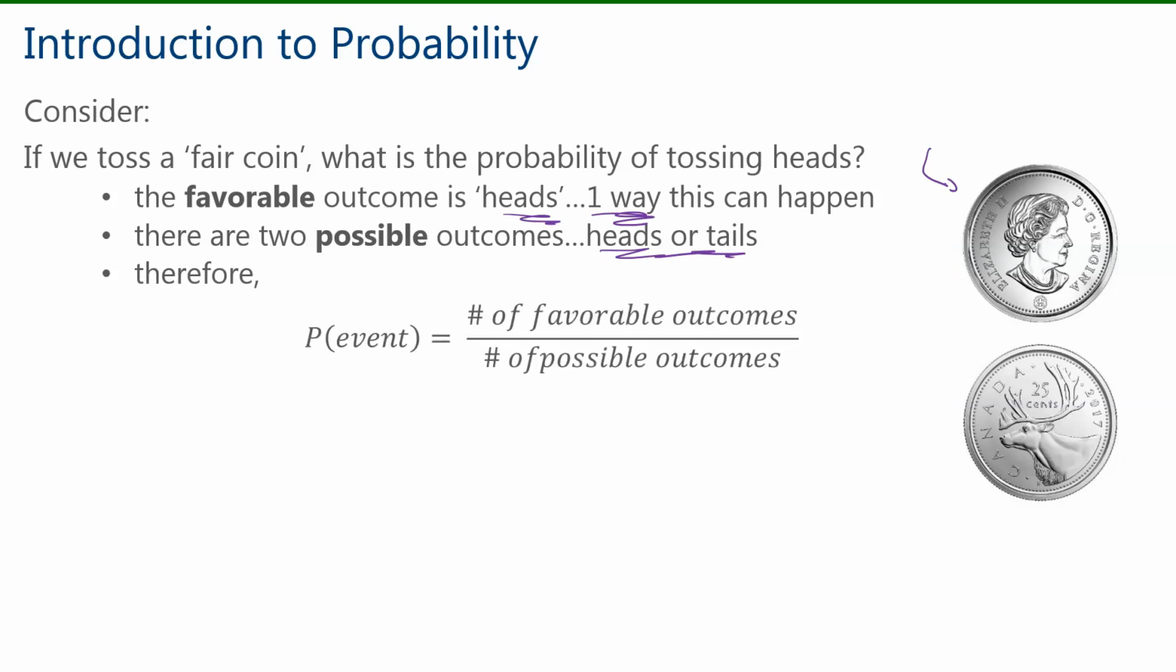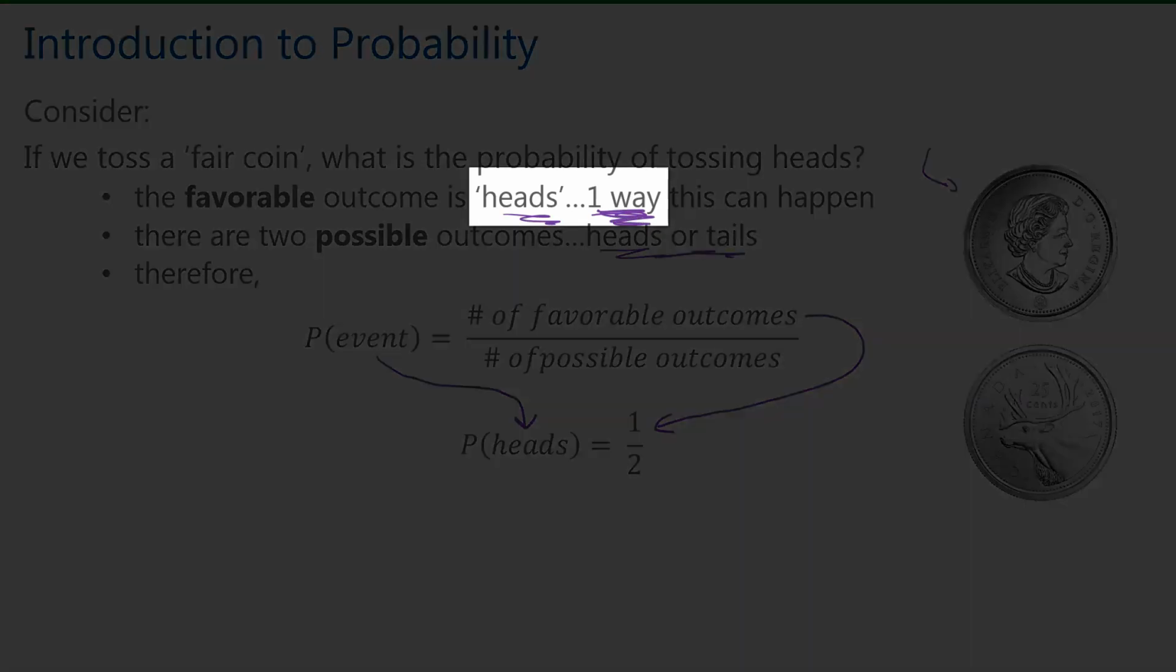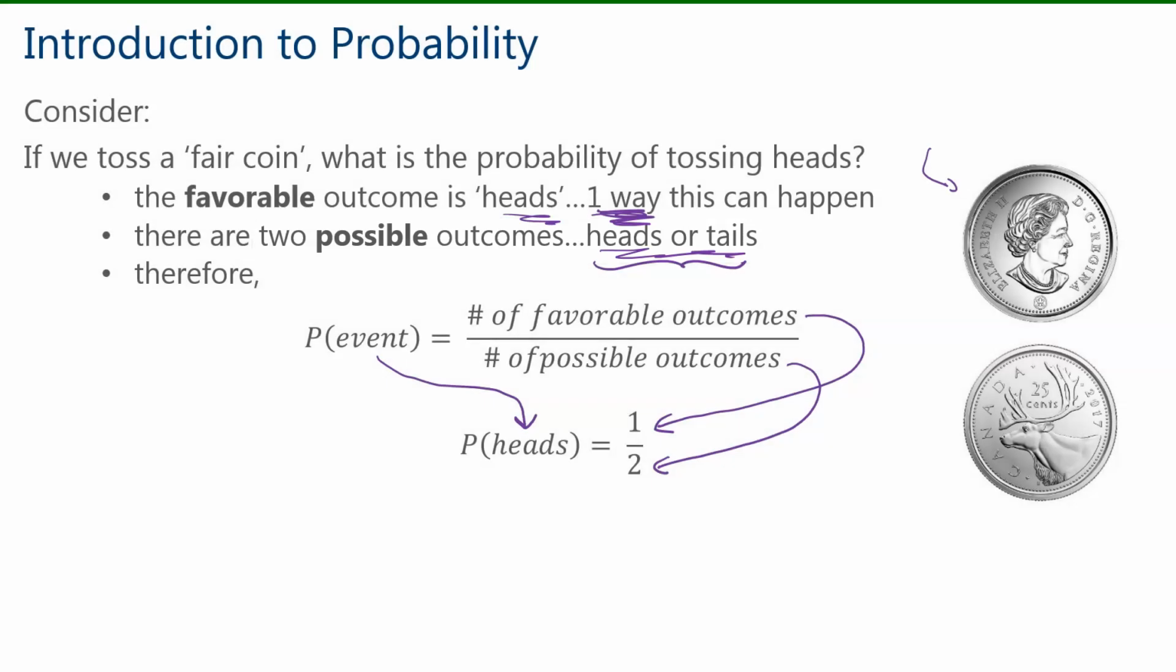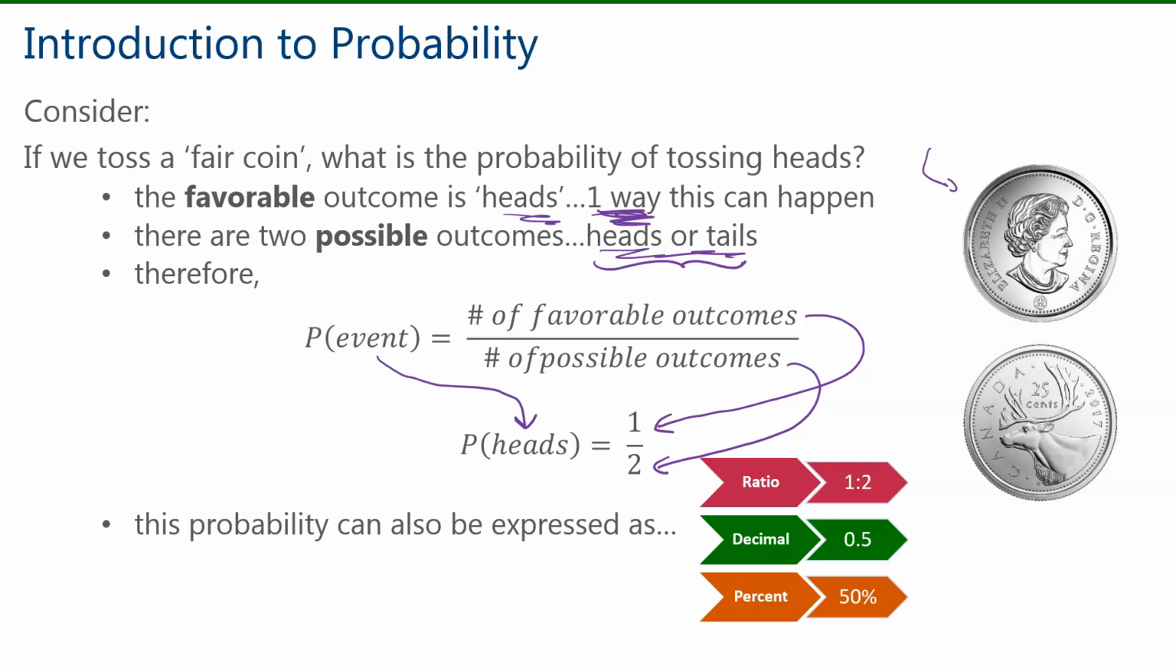If we consider our formula, our event in this case is the heads turning up. The number of favorable outcomes, the number of heads that's possible, there's only one way that can happen. And our number of possible outcomes, there are two, heads or tails. We read this as the probability of heads equals 1/2. This can be expressed in other forms, as a ratio, 1 to 2, as a decimal, 0.5, as a percent, 50%.